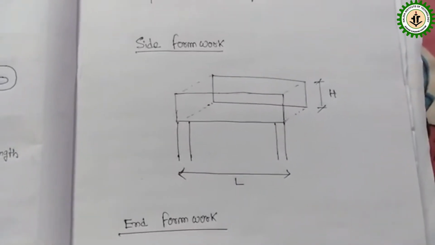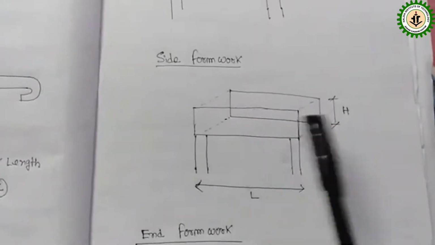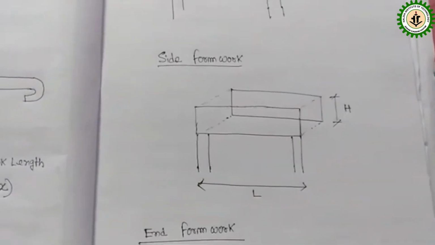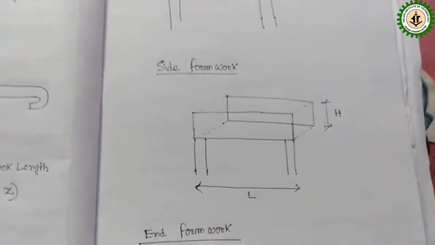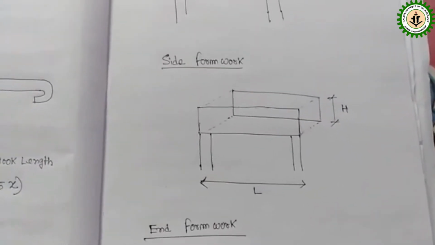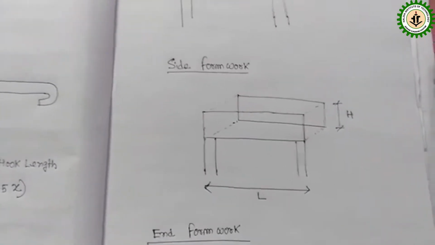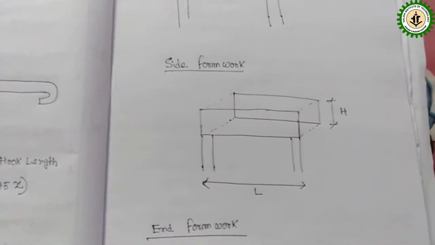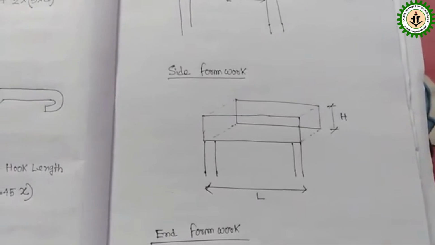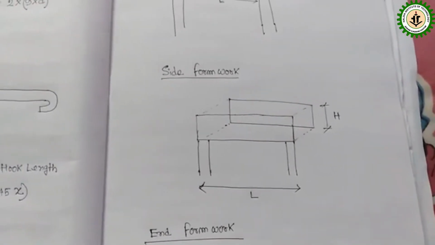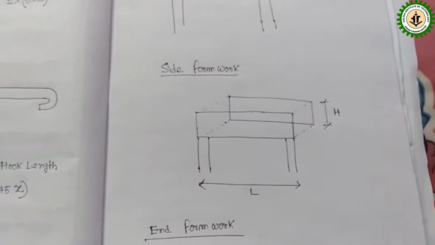Here for length we have to consider 7.6 meter including both wall thickness. For height we have to consider 0.5 meter because that is given in our plan, that is the height of our beam. Also we have to provide side formwork on both sides, so the number will be 2 here. After multiplication of length into height into number, we get 7.6 into 0.5 into 2, so that is coming 7.60 meter square.